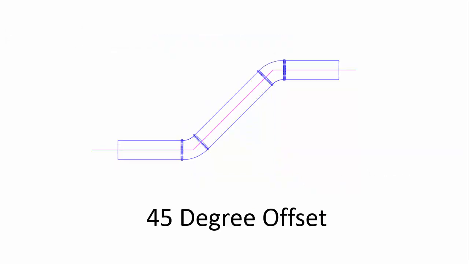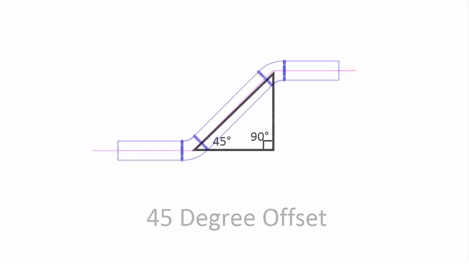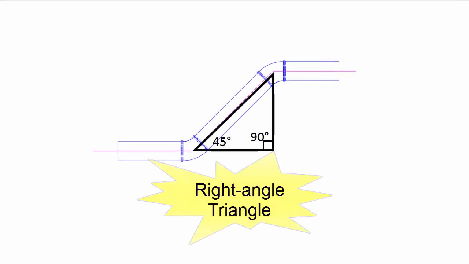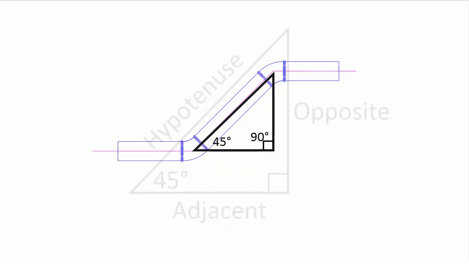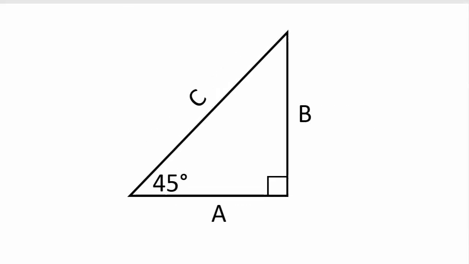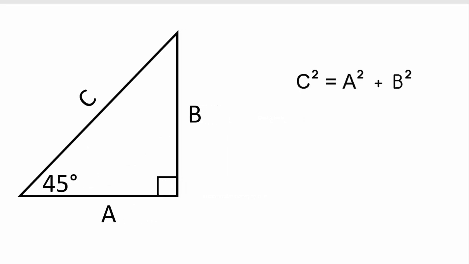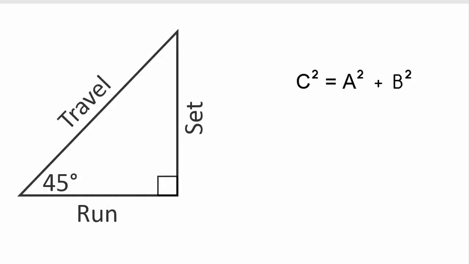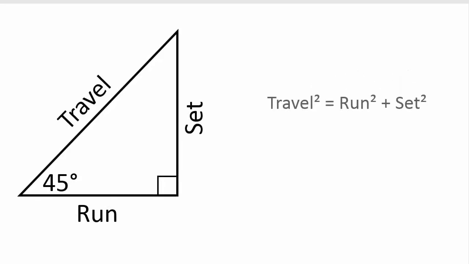Think back a few years, and unless you slept through class, you may remember learning about right-angled triangles. Back then, you probably labeled the sides as hypotenuse, adjacent, and opposite, or maybe you used the letters A, B, and C. And if you can't remember the equation for the sides, it's c squared is equal to a squared plus b squared. In piping, C is the travel, A is the run or advance, and B is the set. And the equation then becomes travel squared is equal to run squared plus set squared.